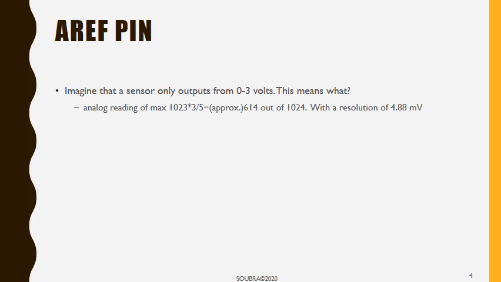With sensors that only spit information between 0 and 3, I'm only using roughly 614 of the 1023 that I dispose of. So I'm using a subset of the whole set that is defined by my ADC.